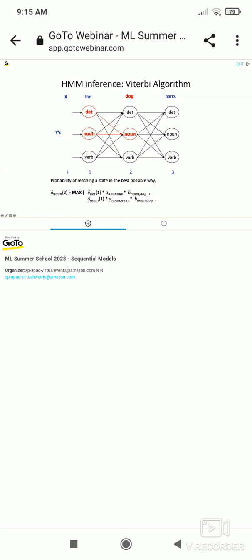So the other possibility is reaching from the state noun to noun, while in the previous state emitting the symbol the.